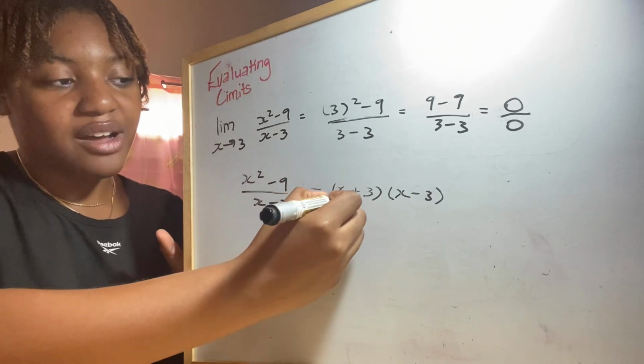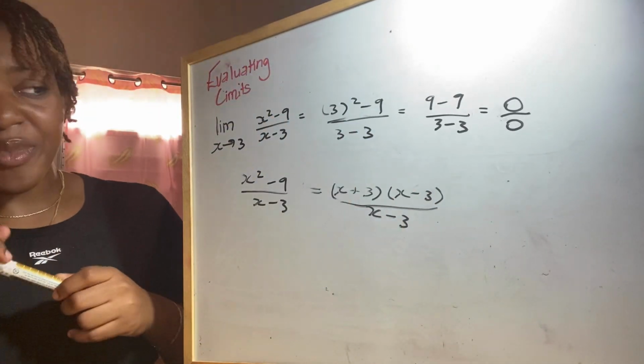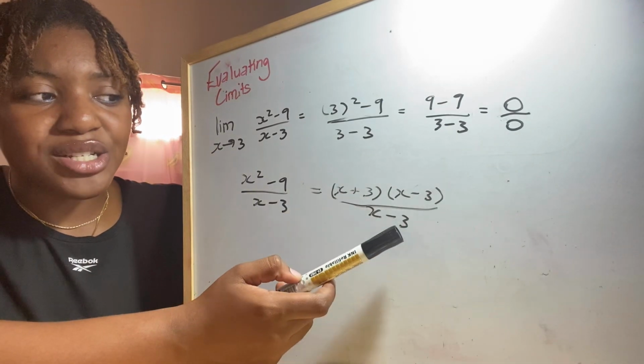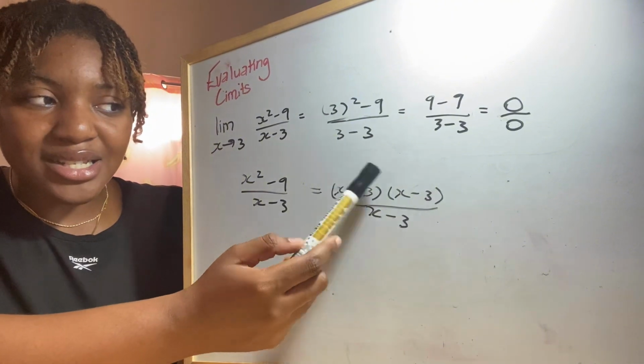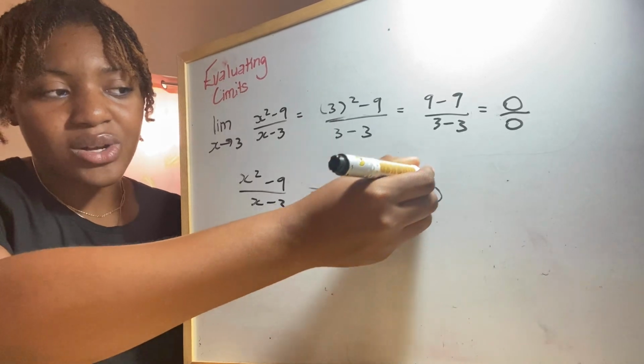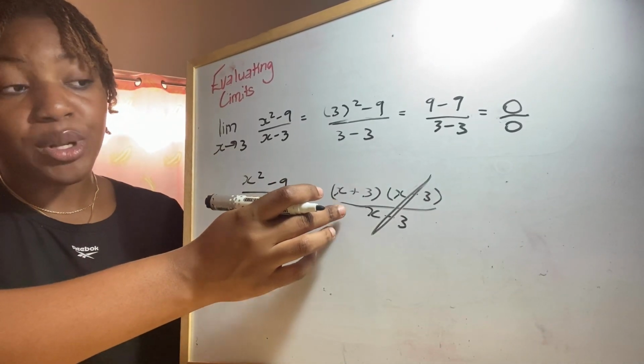Then we would have the denominator, x minus 3. So from here, you realize that there's an x minus 3 in the numerator and an x minus 3 in the denominator. Since this is a product, we can simply cancel out the x minus 3, and we would be left with x plus 3.